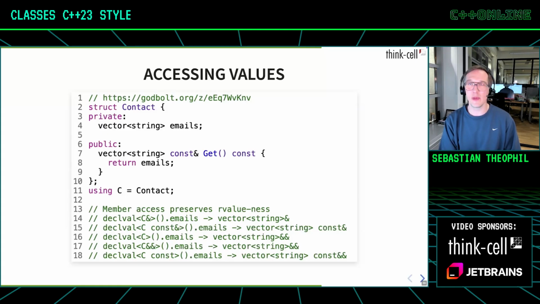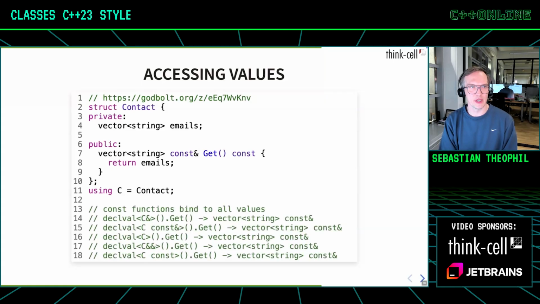And if I get the emails member on a temporary, and that's the interesting case here, then this will be an R value reference. And I would have moved the R value reference into my left-hand side. This is what I would have wanted. With the member function, I destroy this very nice property of value types. And now the reason why this happens, of course, is that I've written a const member function.